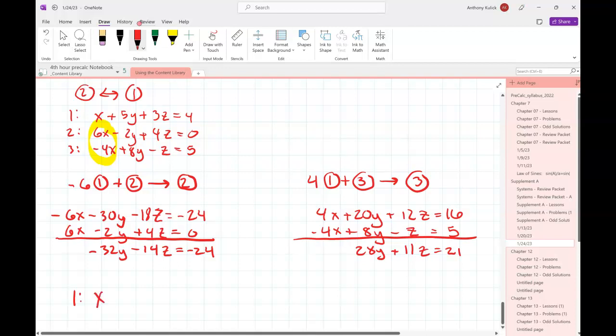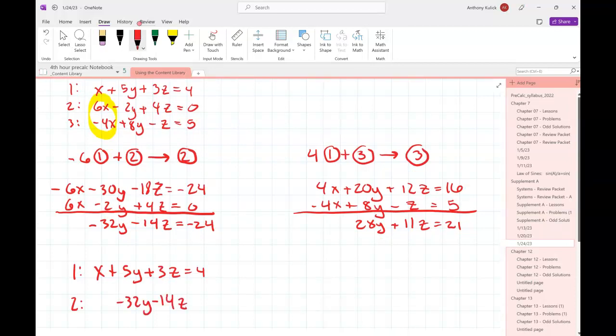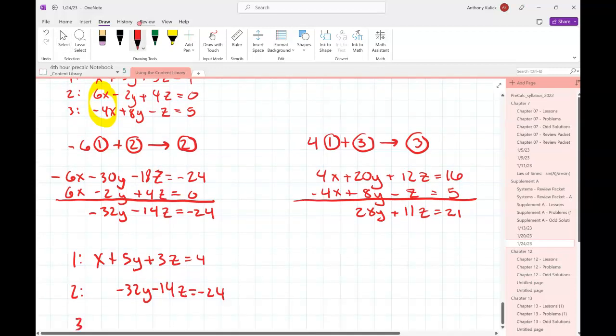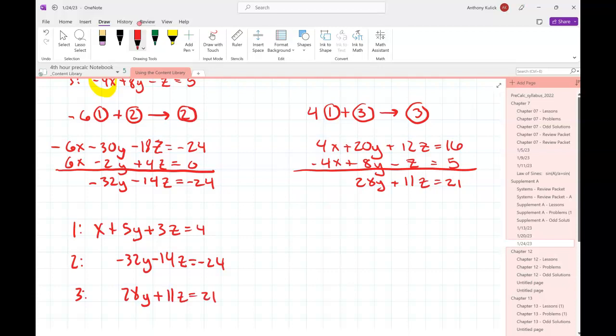So now my new system, equation 1, has not changed. Equation 2 is now negative 32y minus 14z equals negative 24. And my new equation 3 is now 28y plus 11z equals 21.